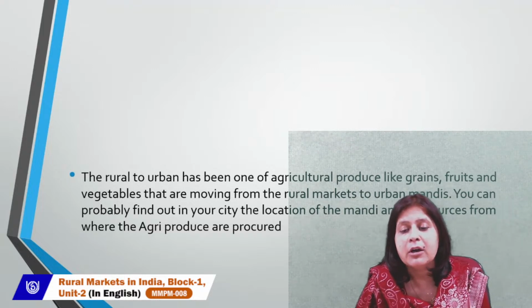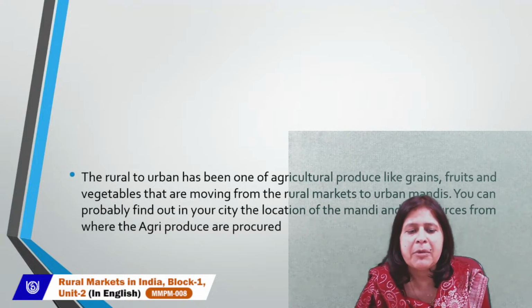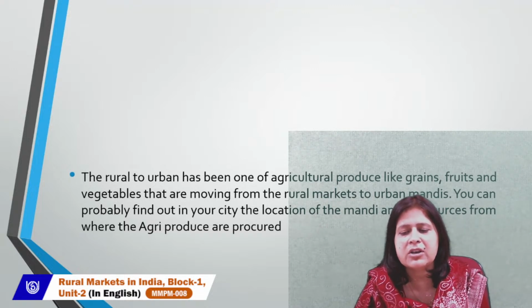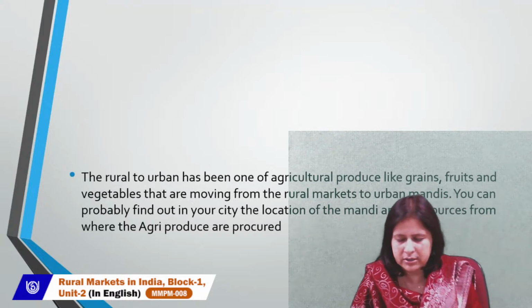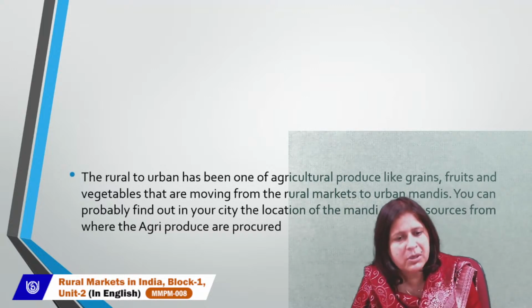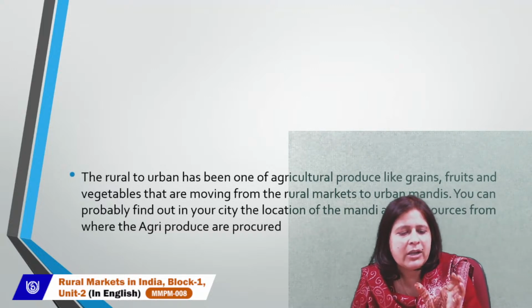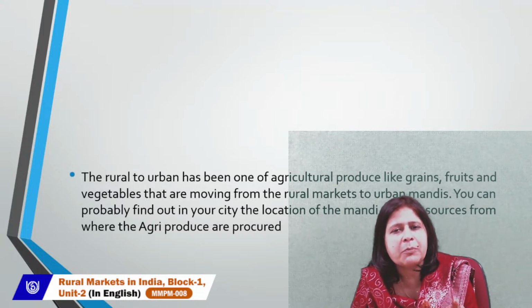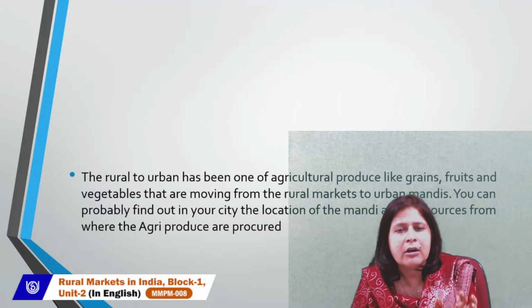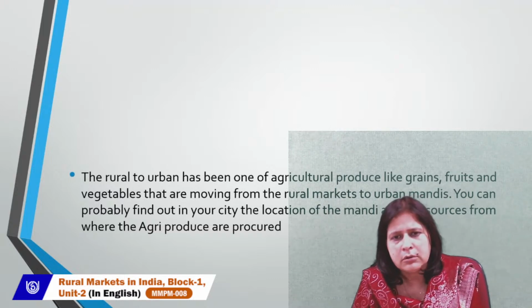Then rural to urban is about agriculture produce like grains, fruits, and vegetables moving from a rural market to the urban mandis. You can probably find out in your city the location of mandis and the sources from where agriculture produce is procured. So on the economic perspective, we can divide the movement of produce, products, or services from rural to rural, from urban to rural, or rural to urban areas.